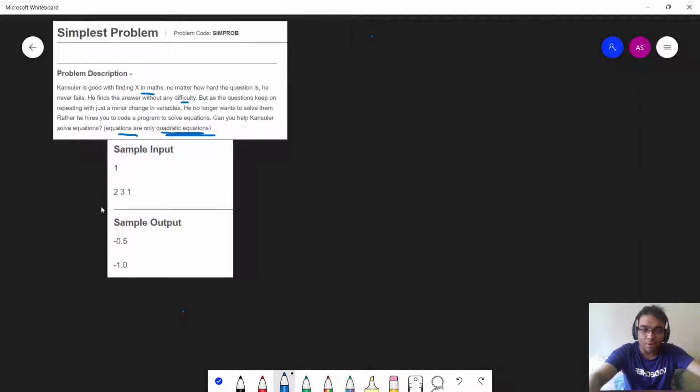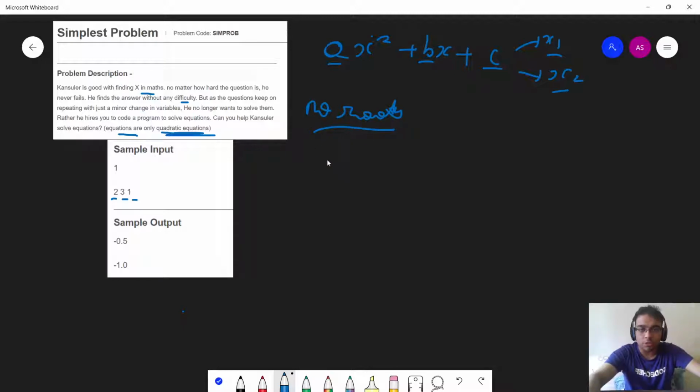So basically what the problem is saying is that I'll be given the equation in the format of ax square plus bx plus c, where a, b, c, the constants, are given by the question. And I have to find the roots of this particular equation, or if no roots exist for this equation, I have to print no roots. So this is what my problem statement is saying. Now how to approach this particular problem?